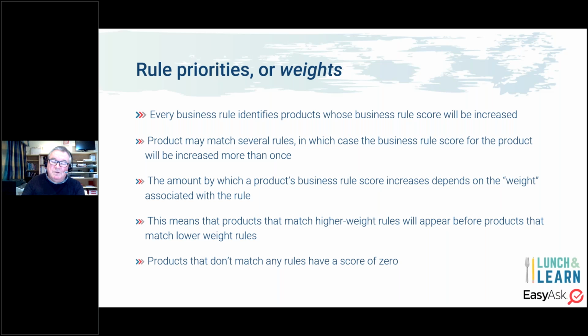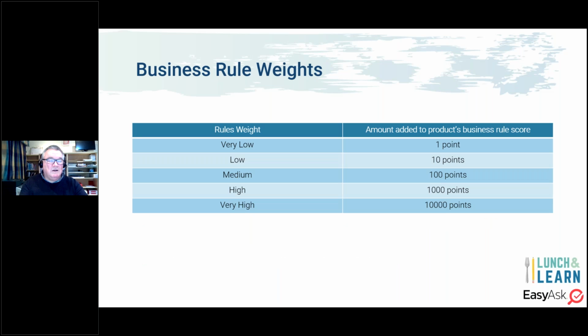The amount by which a product score is increased depends on the weight. So products that match the higher weight rules or the higher priority rules will increase their score more, and thereby will appear further up the results than those products that match lower weight rules. And obviously products that don't match any rules will have a score of 0. The increments that are used for the business rule score weights are on the screen now.